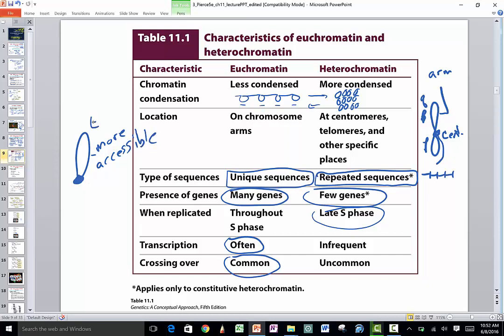So euchromatin is more accessible. That means if proteins have to get in there and transcribe the genes, the euchromatin is more open and looser so that it can be accessed by these different proteins. And this is less accessible. So here's a protein, tries to get in and transcribe a gene, and it can't get in there because it's too scrunched up.